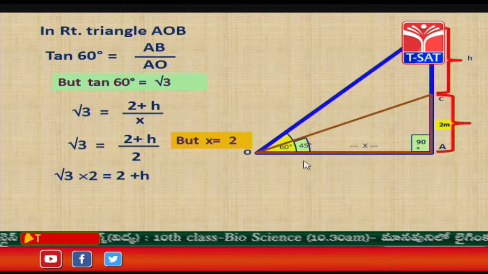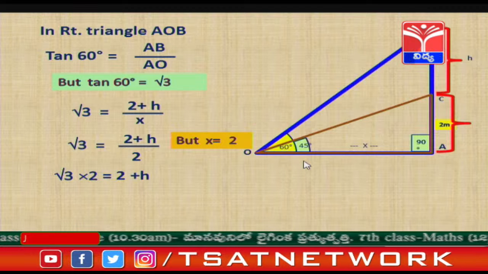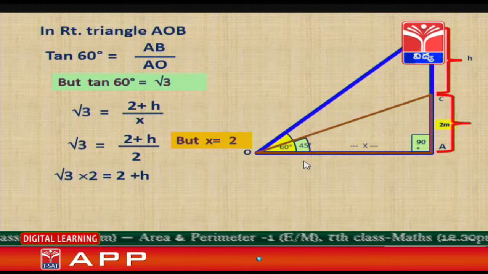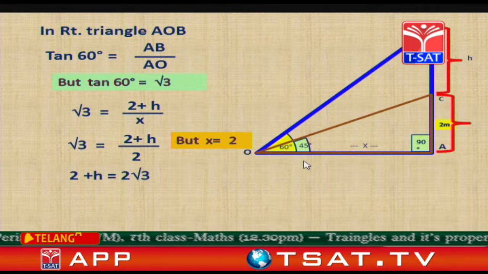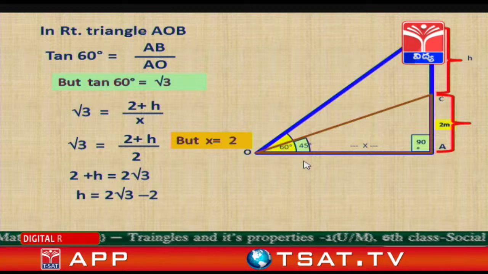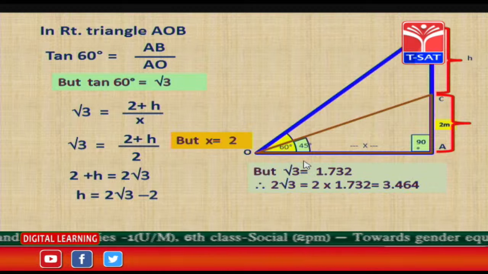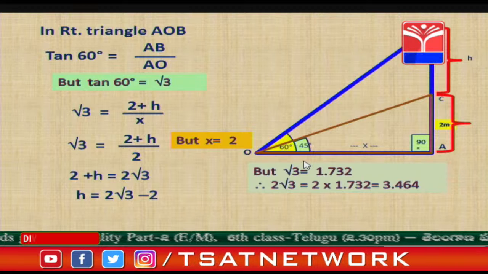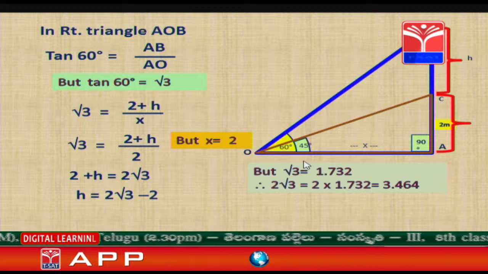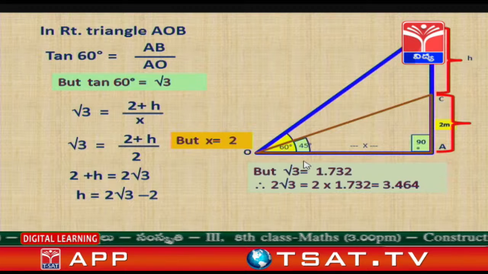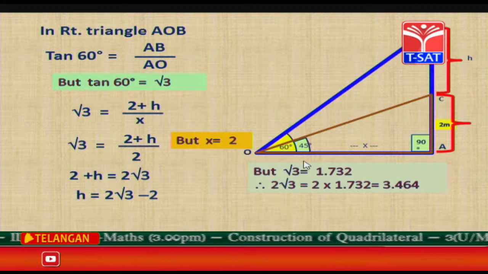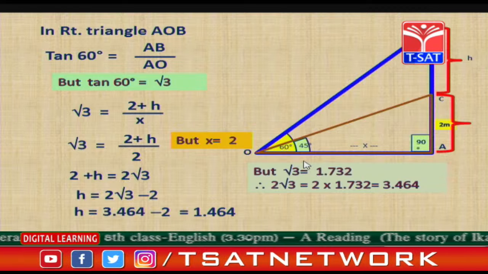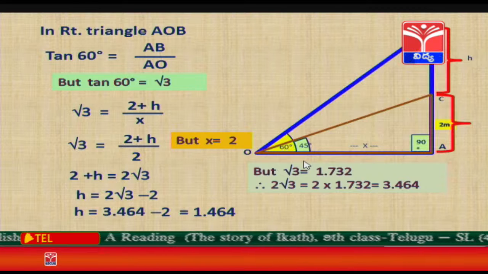So, I am going to multiply root 3 into 2, which gives 2 plus h. When you multiply root 3 into 2, it becomes 2 root 3. Now, I am going to shuffle them. So, 2 plus h is equal to 2 root 3, h is equal to 2 root 3 minus 2. The root 3 value is approximately 1.732. Therefore, 2 into root 3 is equal to 2 into 1.732, which is 3.464. So, h is equal to 3.464 minus 2, which is 1.464. Are you clear, children?